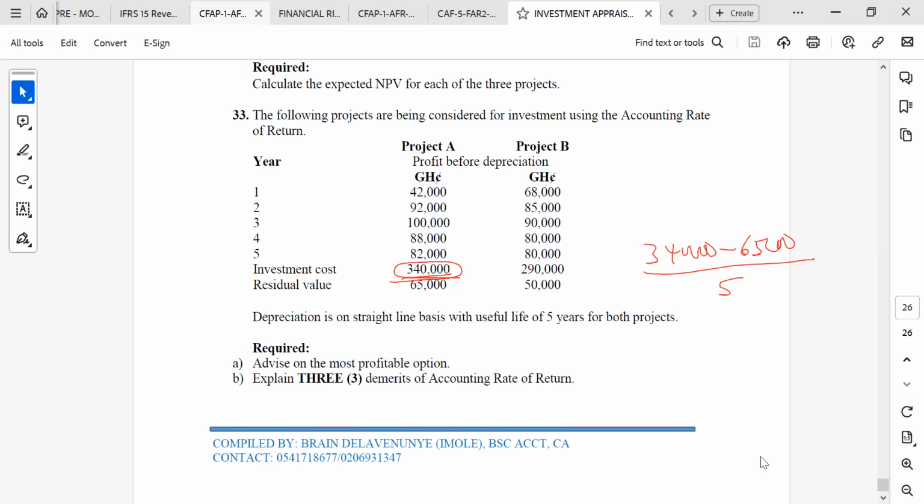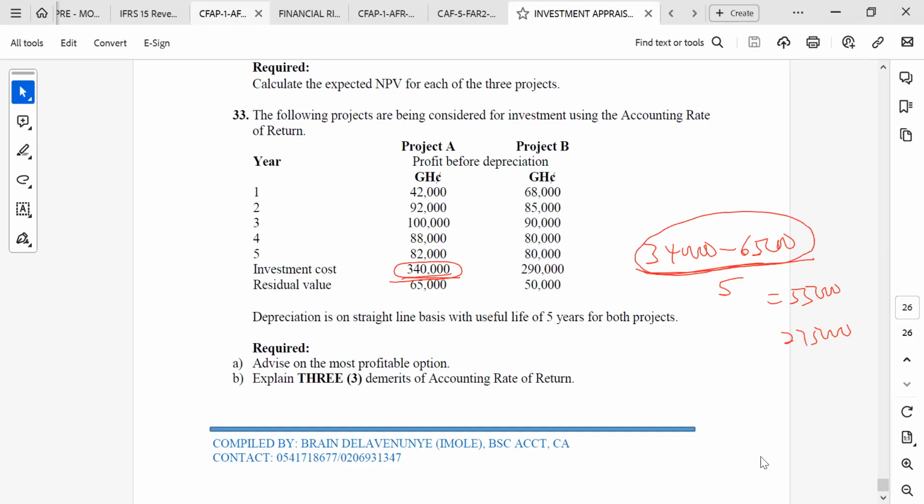What is the annual depreciation? Is it 55,000? Yeah, 55,000 for the 5 years. Every year is 55,000. So what will be the total depreciation for the 5 years? Would that be 275,000? Yes, 275,000. Which is the same as the what?